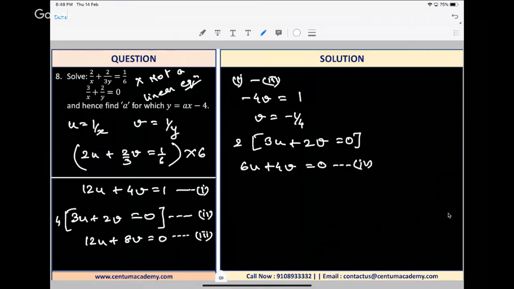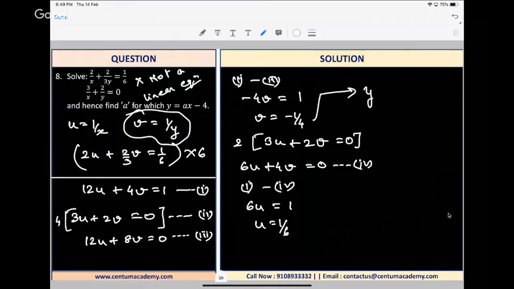Right. Now what you can do is do 1 minus 4. So this will give you 12u minus 6u is 6u, and 4v and 4v gets eliminated, and then you will get 1 minus 0 as 1. So u is equal to 1 upon 6. Right? So when v is equal to negative 1 by 4, what was v? V was 1 upon y. So y is equal to 1 upon v, which is nothing but negative 4. You can say x equals to 6. U was 1 upon x. So x equals to 6.